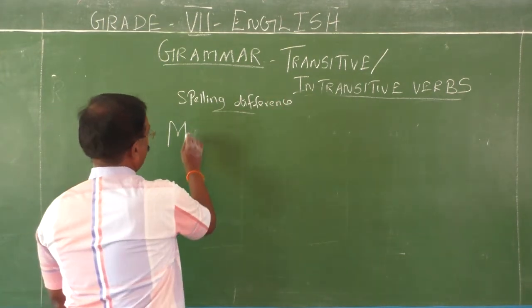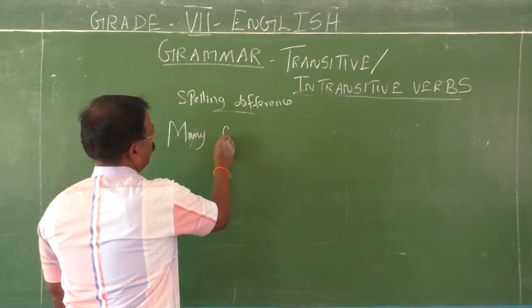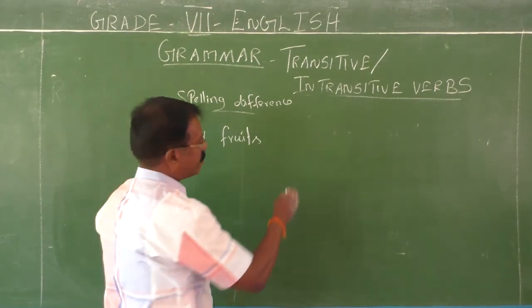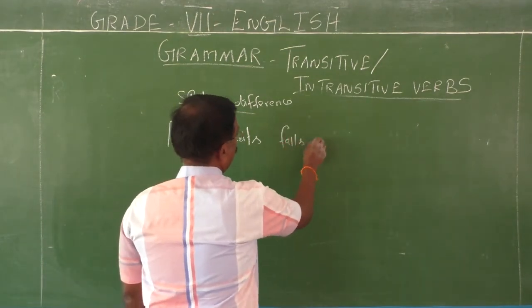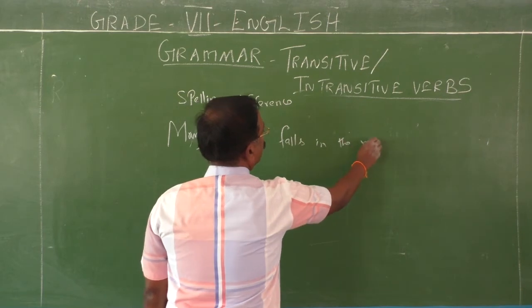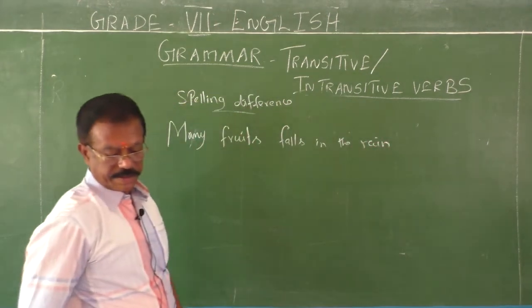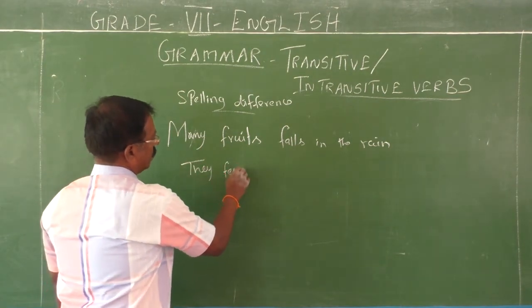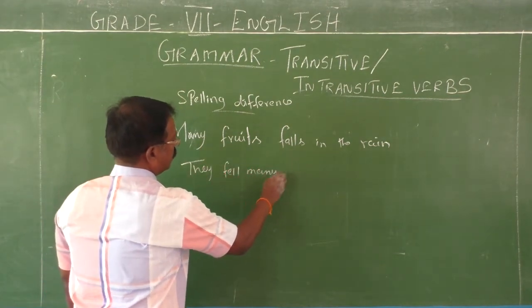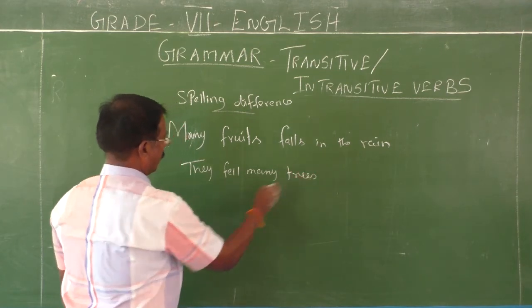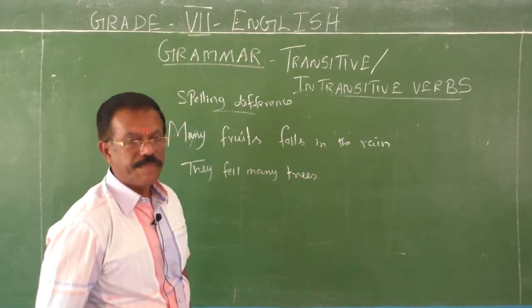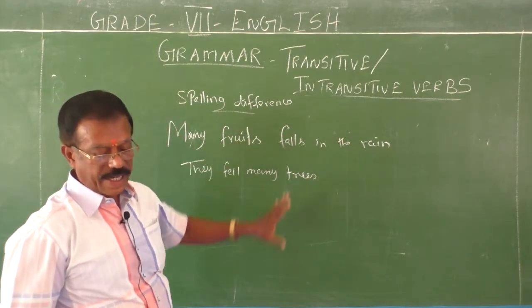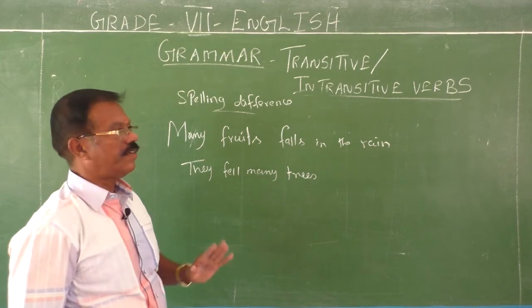Many fruits fall in the rain. They felled many trees. Okay. Similarly, see, many fruits fall in the rain. It is used intransitively. They felled many trees.